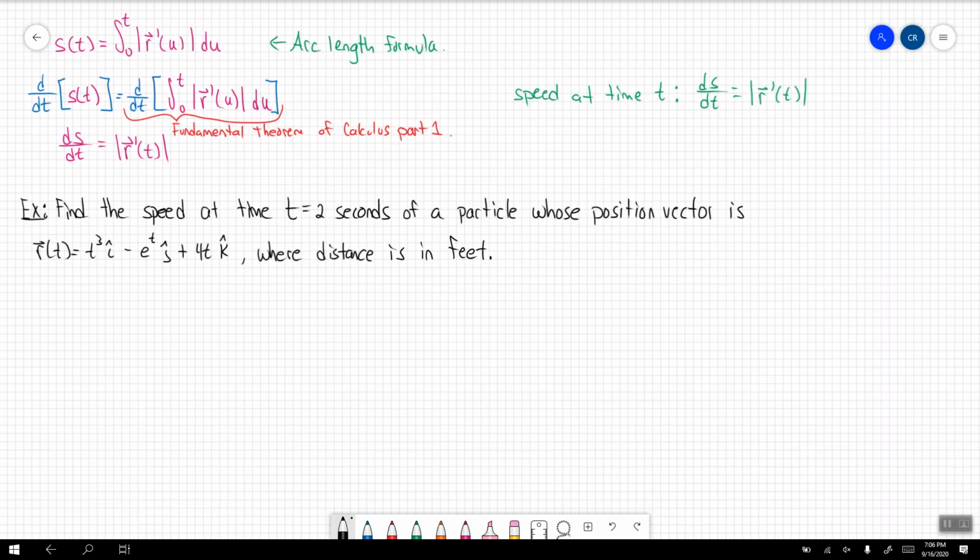All right, so we want to find this speed. In order to find the speed, we're going to find the derivative of this position function, and then find its magnitude. Taking the derivative: 3t squared in the i component minus e to the power of t in the j component plus 4 in the k component. Now that I have this, I'm going to substitute 2, so I find r prime evaluated at 2. That leaves 2 squared, which is 4, times 3 is 12, minus e to the power of 2 in the j component, plus 4 in the k component. Now I just want to find the magnitude.